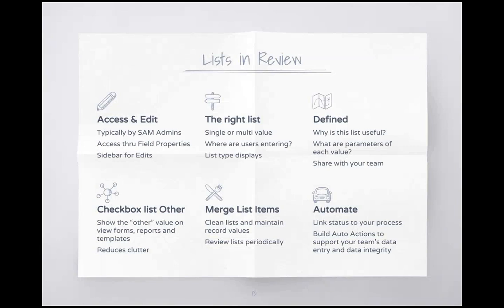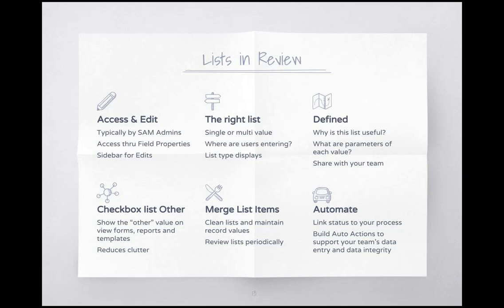All right, good thing. Now that my voice is coming back, I'm closing out this webinar with what did we review? So one is just, again, how to access and edit. This is really going to be done by your SAM admins. You can access lists through the field properties screen. And on the sidebar of the list is where you can make a lot of the edits.